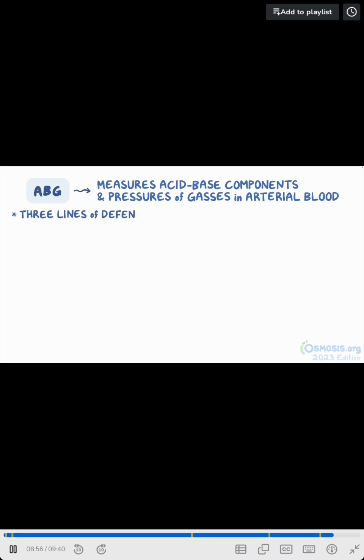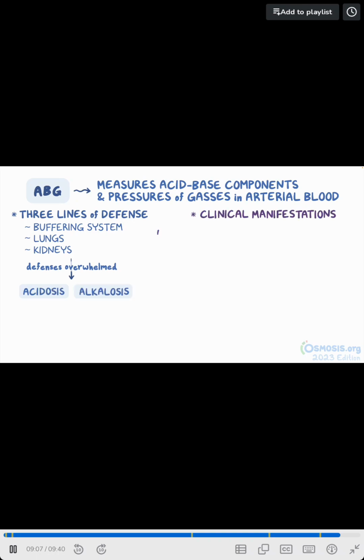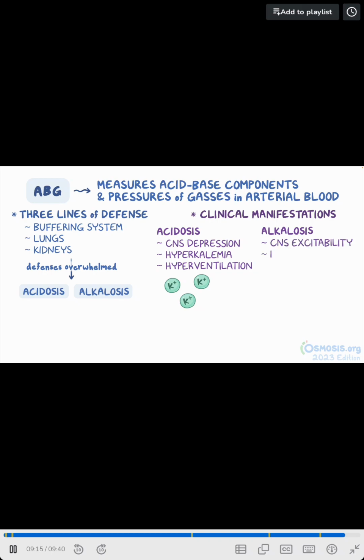There are 3 lines of defense to keep the pH in balance: the buffering system, the lungs, and the kidneys. When these defenses become overwhelmed, acidosis or alkalosis can result. Clinical manifestations of acidosis include CNS depression, hyperkalemia, and hyperventilation, while alkalosis can manifest as CNS excitability, hypokalemia, and hypoventilation. Both acidosis and alkalosis increase the risk of cardiac arrhythmias due to altered serum potassium.